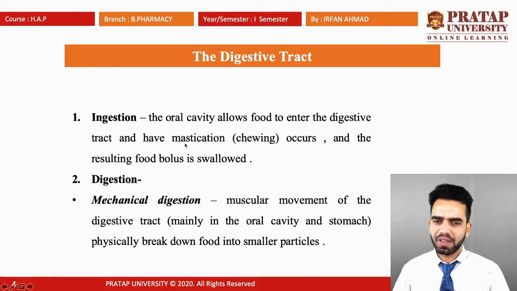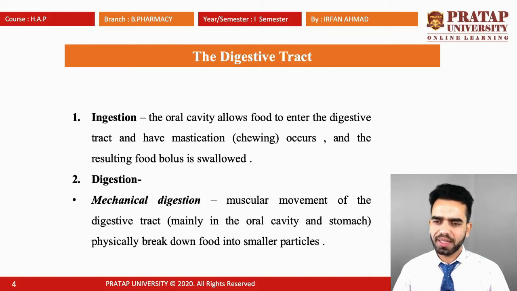The oral cavity allows food to enter the digestive tract, and then chewing of food occurs, which is called mastication, and the resulting food is swallowed. The food formed after mastication, after chewing, is called bolus. That is the semi-digested food. When you take food into your mouth, you lubricate that food with the help of the tongue, and then you chew that food with the help of the teeth, and that chewing is called mastication. After mastication, the food is converted into a form called bolus. That is the process of ingestion, taking food into your mouth.